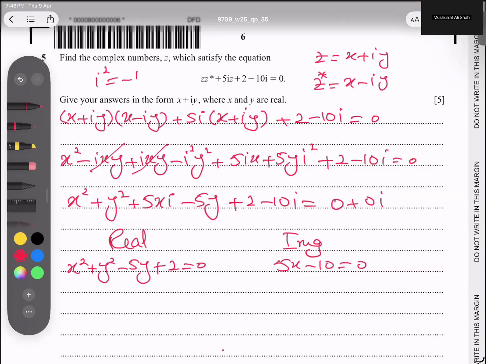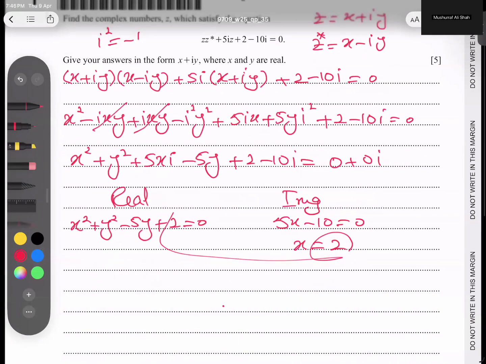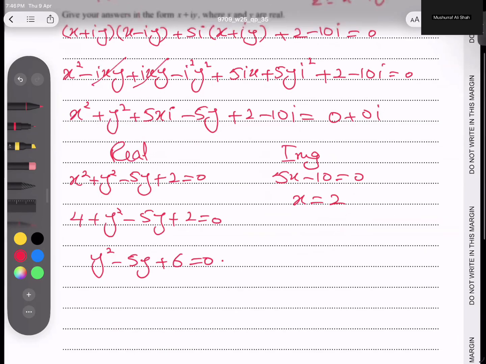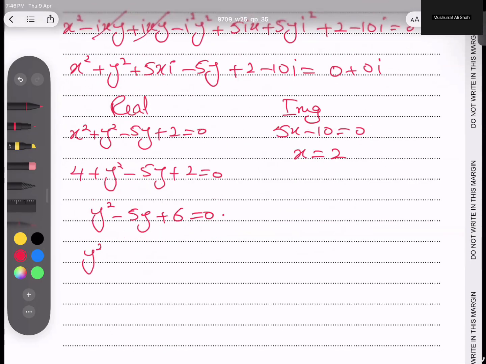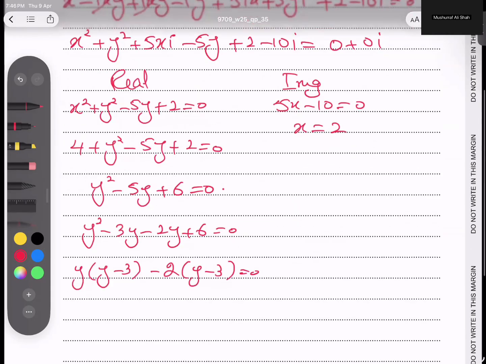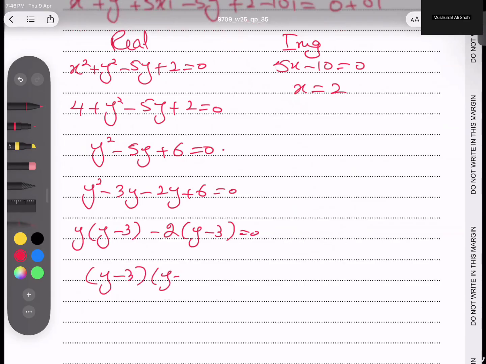I think all students understand well how I got it. So from here, I can get the x value, which is 2 for sure. And this 2, I'm going to plug in here. So when I plug in 2 here, 2 square is 4, plus y square minus 5y plus 2 is equal to 0. Now the rest is algebra only. I think there's nothing hard to do. So 4 plus 2 is 6, and -3y and -2y and plus 6. Okay, so I have taken y common: y minus 3 and -2 common, and y minus 3 is equal to 0. So I get here y minus 3 and y minus 2 is equal to 0. Two answers I'm getting, 2 and 3.